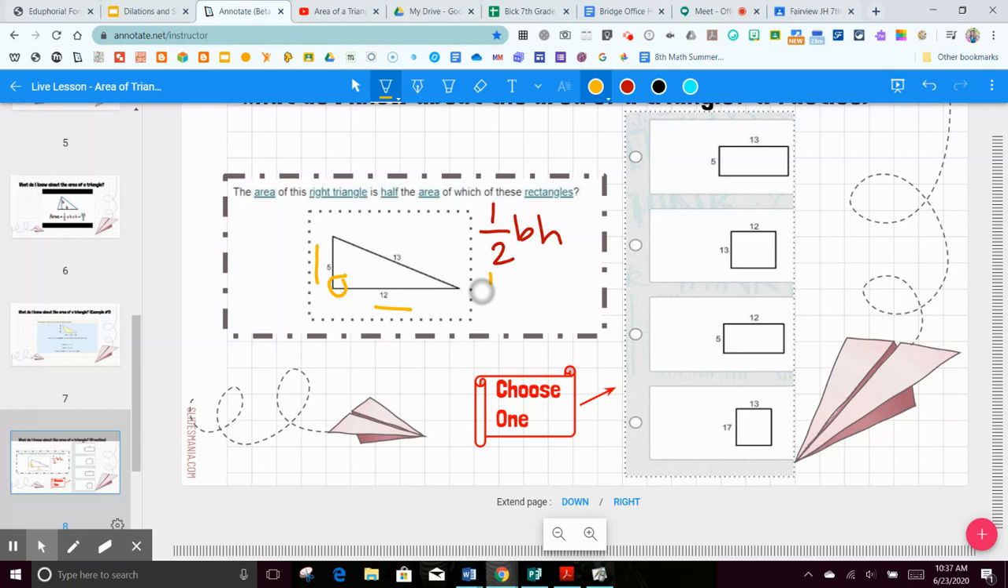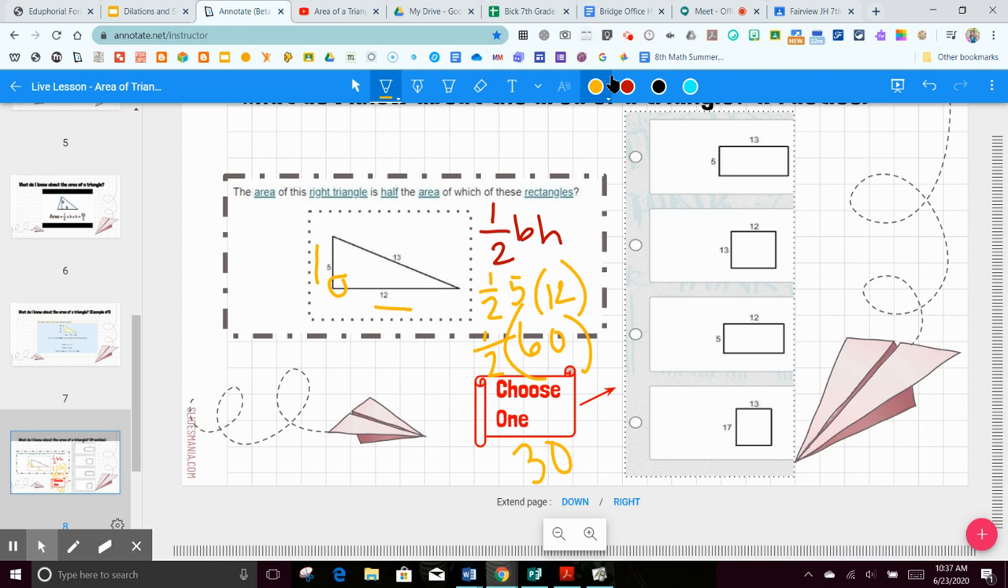So we're going to have 1/2 times 5 times 12. I personally would like to multiply the 5 times 12 first because I know that's 60, and then I can take half of that to get 30. Okay, but the question is not asking what the area of this triangle is. They're asking which of these rectangles has twice the area of this triangle. So 2 of these triangles will fit into which one of these answer choices.